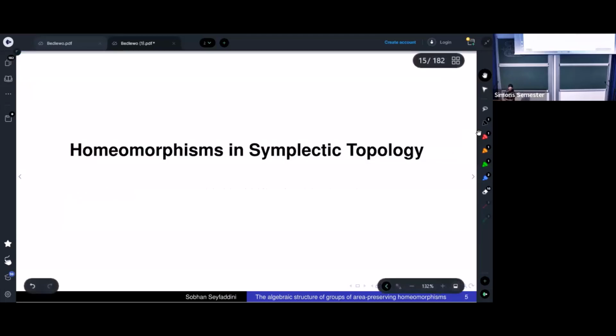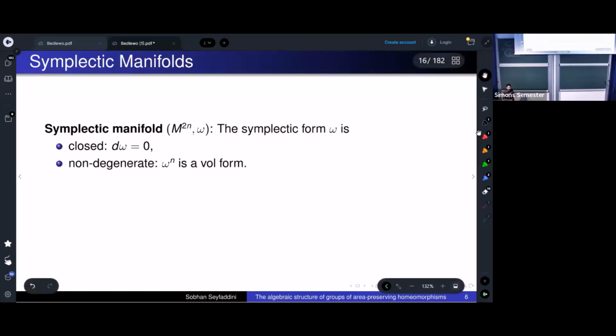So this next part of the talk is a detour that doesn't have to do with the rest of the lectures, but we'll see how homeomorphisms arise in a very natural way in symplectic topology. Let's first recall what a symplectic manifold is. A symplectic manifold is an even dimensional manifold, where 2n denotes the dimension, and it's equipped with what we call a symplectic form, omega.